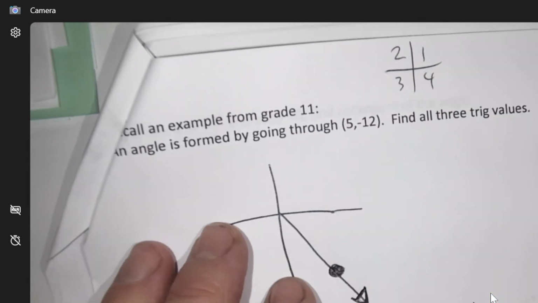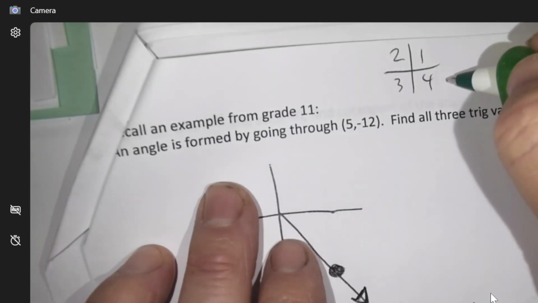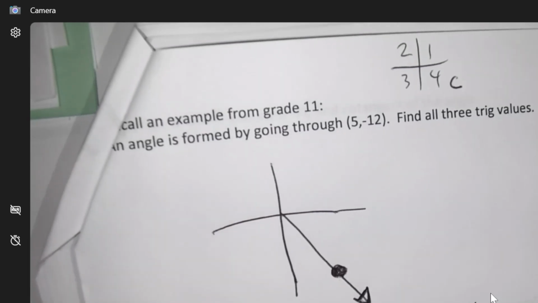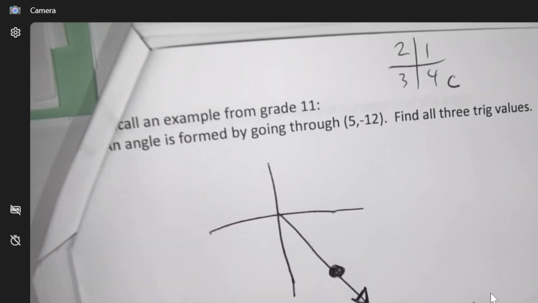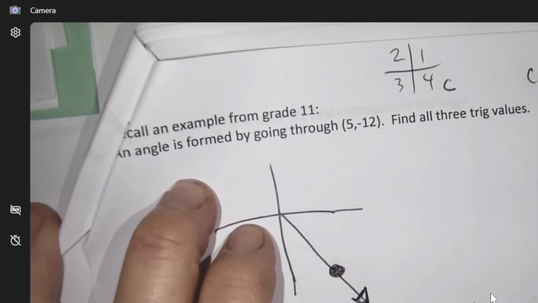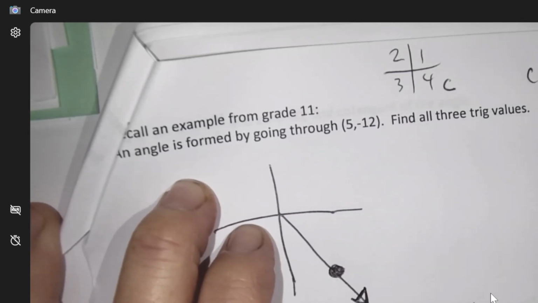Do you remember something called ASTC? ASTC. This is in a C quadrant then, right? What do I know about my trig values? Because it's a C quadrant. What does that tell me again? Cosine's positive. And what else then would I know? If cos is positive, what else? What are all the other things doing? Sine and tan are negative, okay?